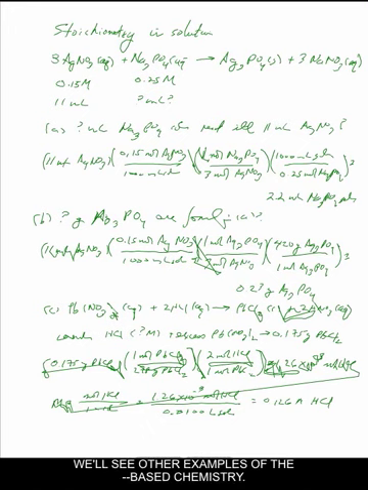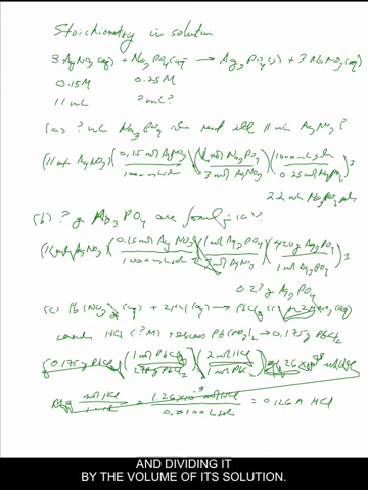We'll see other examples of this in acid-base chemistry. These kinds of titration-type calculations are important, and you want to remember here, it always ends up being a 2-step calculation. First to find the moles of the unknown, and then to find its molarity by taking the moles and dividing it by the volume of its solution.